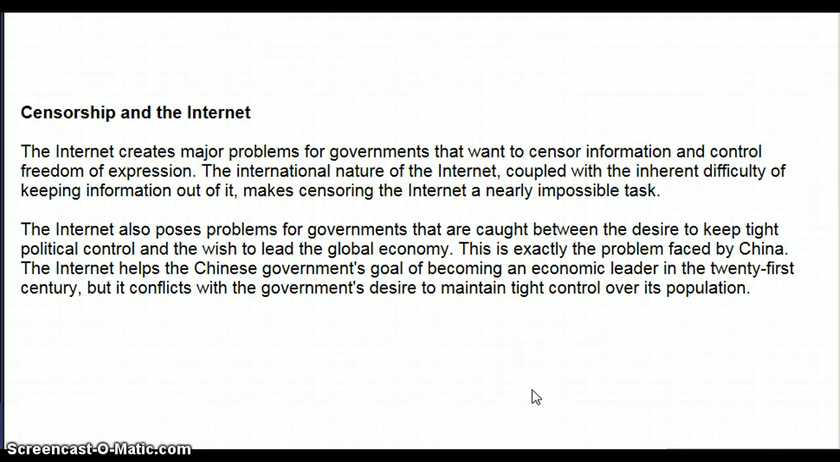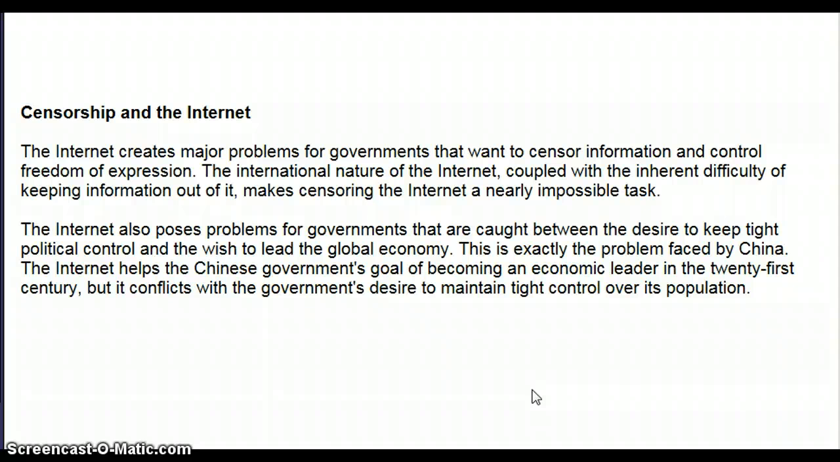Censorship and the Internet. The Internet creates major problems for governments that want to censor information and control freedom of expression. The international nature of the Internet, coupled with the inherent difficulty of keeping information out of it, makes censoring the Internet a nearly impossible task. The Internet also poses problems for governments that are caught between the desires to keep tight political control and the wish to lead the global economy. This is exactly the problem faced by China.